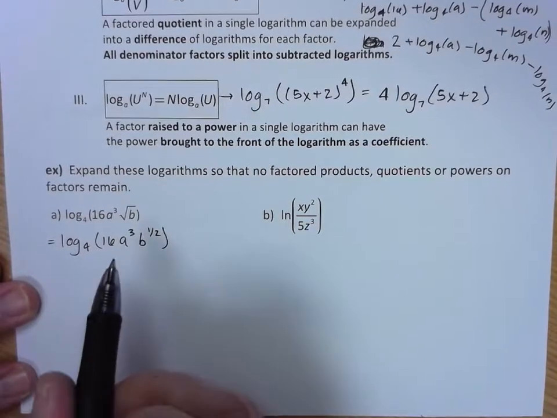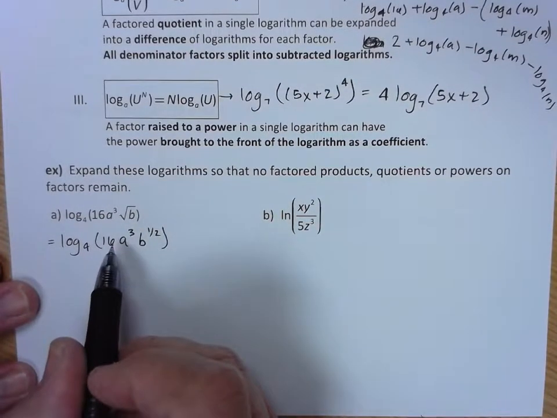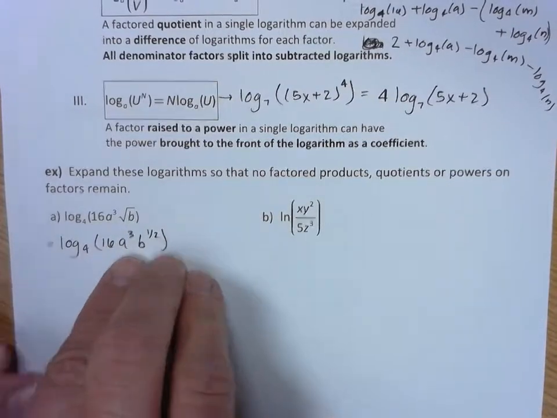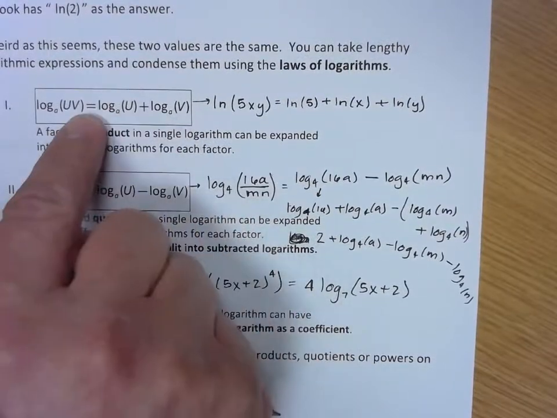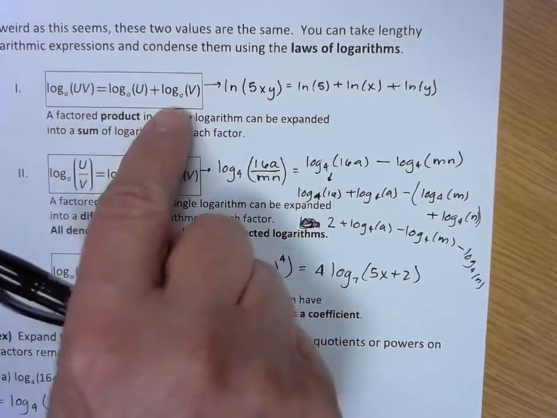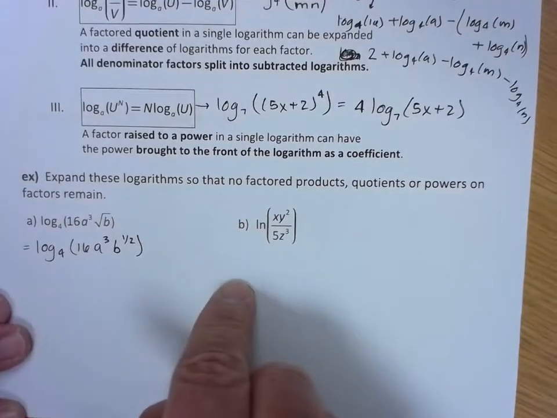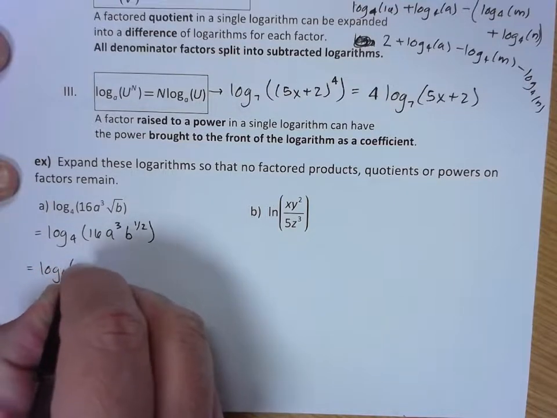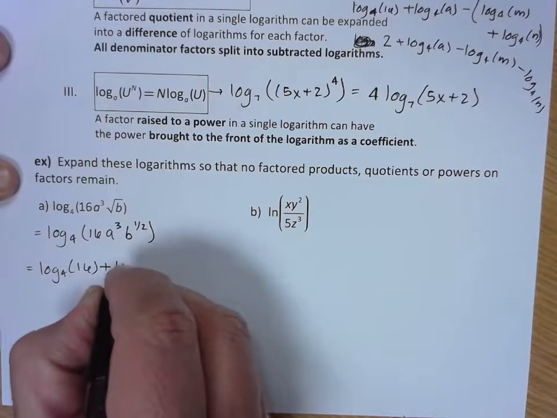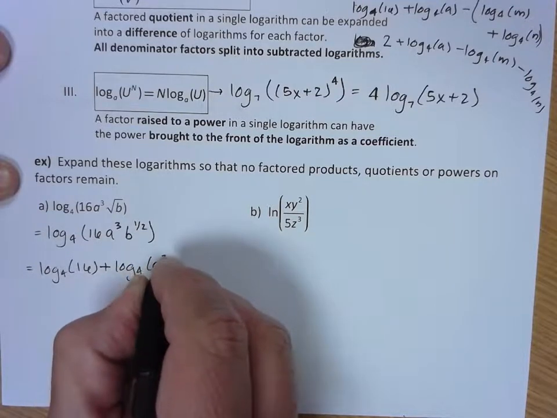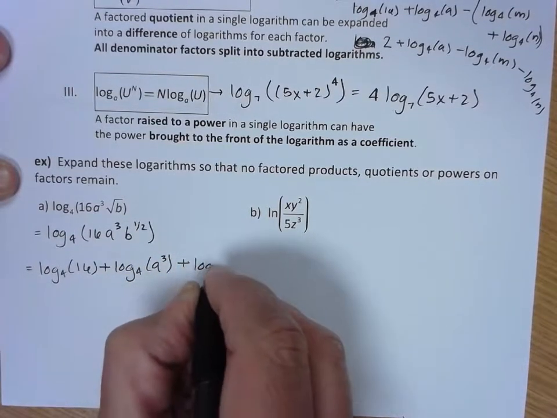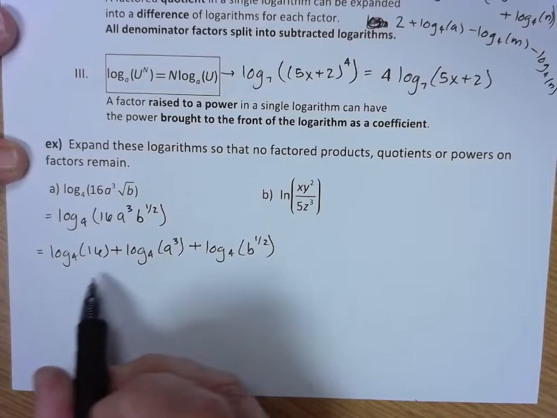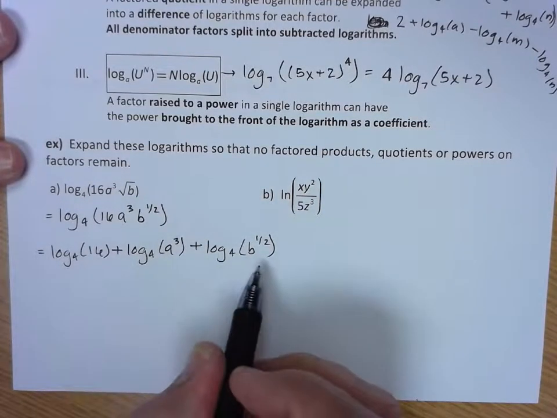So now I've got a factored product inside here: a factor of 16, a factor of a cubed, and a factor of b to the 1/2. There are 3 factors inside here. The general version of this first law says if you've got a factored product, you create one logarithm for each factor and add them up as you expand it. So this becomes log base 4 of 16 plus log base 4 of a to the third plus log base 4 of b to the 1/2. Okay, so that's taking care of the first law. There are no more products inside.